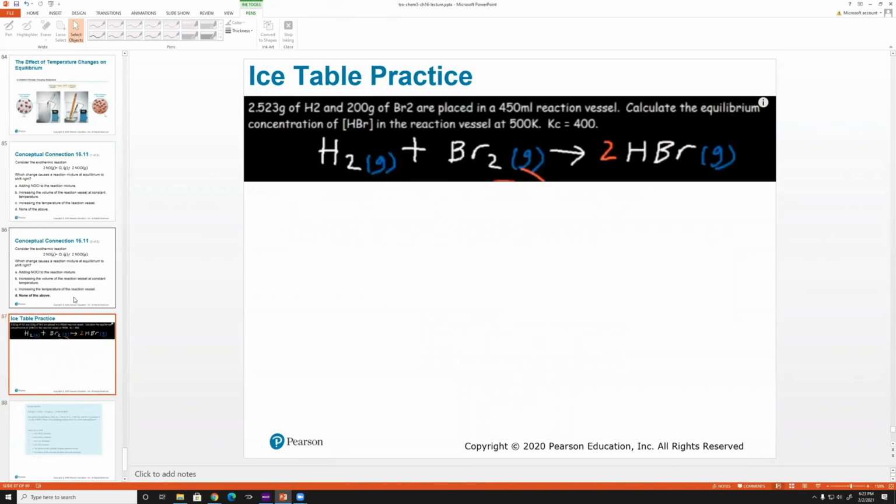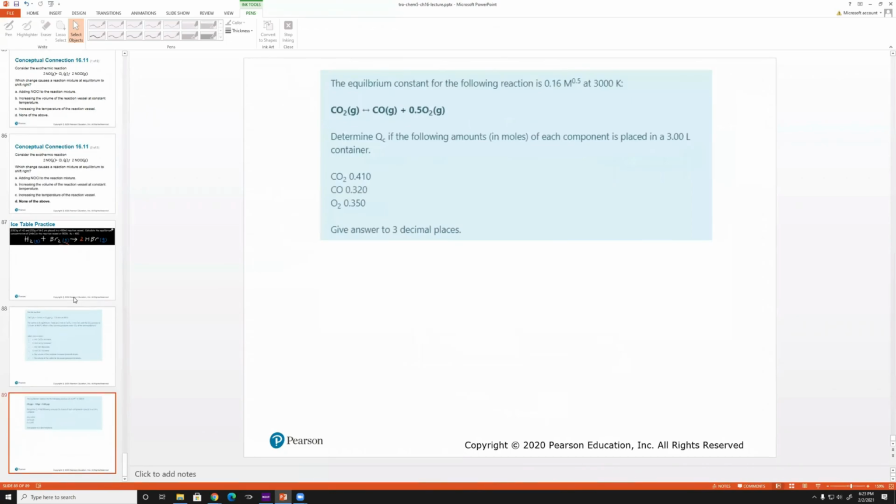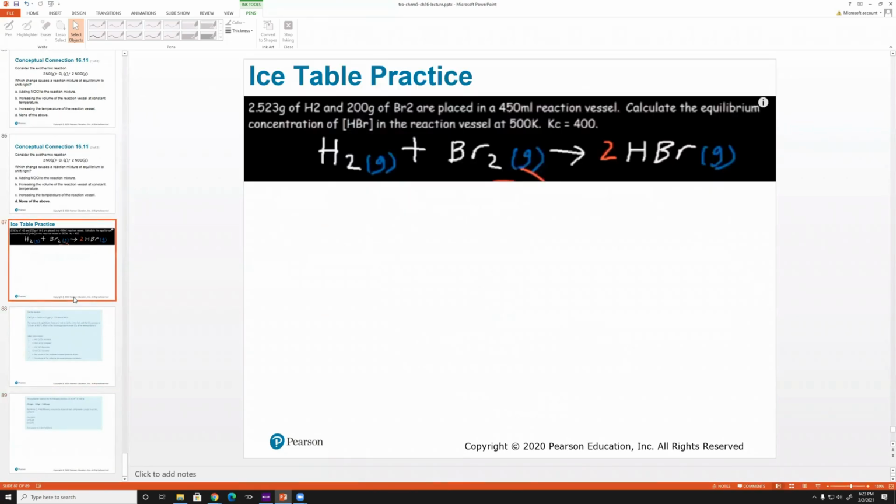So that's basically it. Here are some ice table practice problems you can do. You can pause and do some work on the screen, but we'll go over these in lecture.